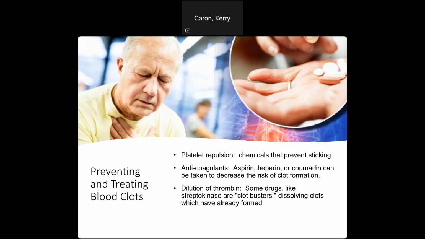Sometimes if a clot is made, we can give clot busting drugs, a lot of times they're streptokinase, and that will dilute the thrombin. So it'll dissolve a clot that is already made, but it has to be caught early on to work.